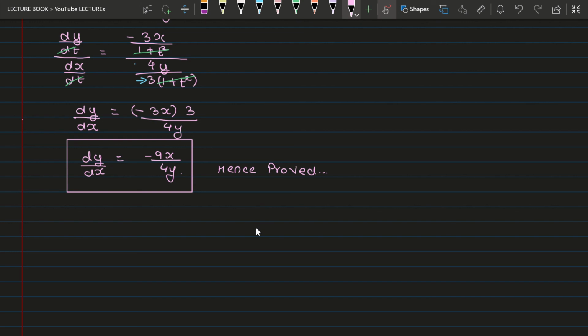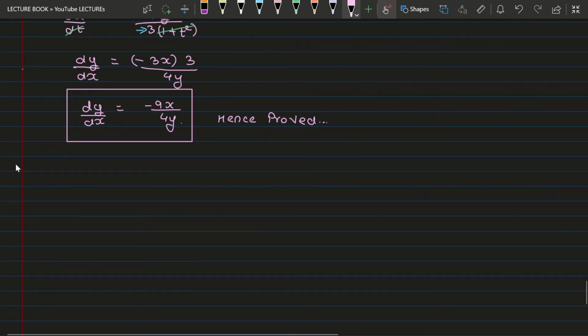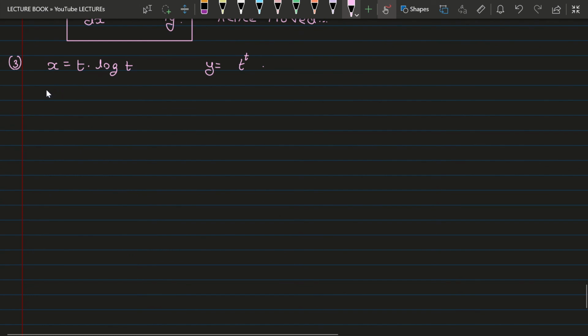Now let us see sub number 3 of question number 3. Sub number 3 says x is equal to t into log t and y is equal to t to the power t. So what do we get? We have to first of all differentiate this with respect to x, with respect to t in fact. We have to prove over here something.